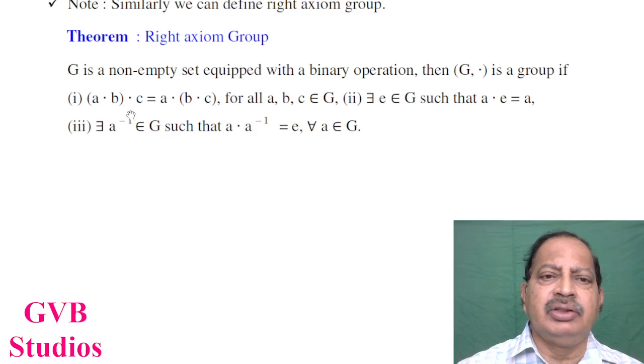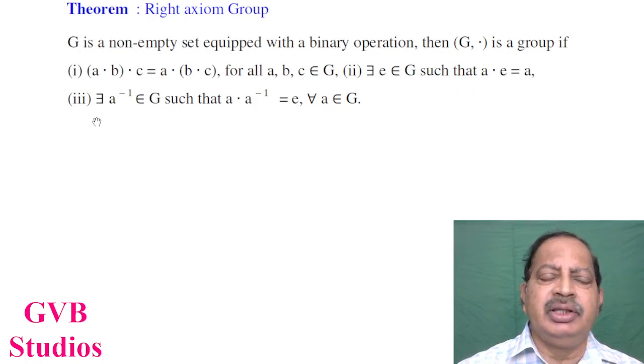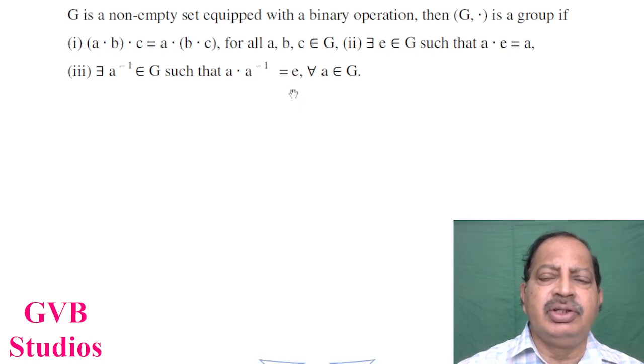if condition 1, semi-group, that means bracket A dot B dot C is equal to A dot bracket B dot C for all A, B, C belong to G. Condition 2, there exists E belongs to G such that A dot E is equal to A. That means E is right identity. And condition 3, there exists A inverse belongs to G such that A dot A inverse is equal to E for all A belongs to G. That means A inverse is right inverse of A. Here it is a semi-group, right identity exists and right inverse exists.